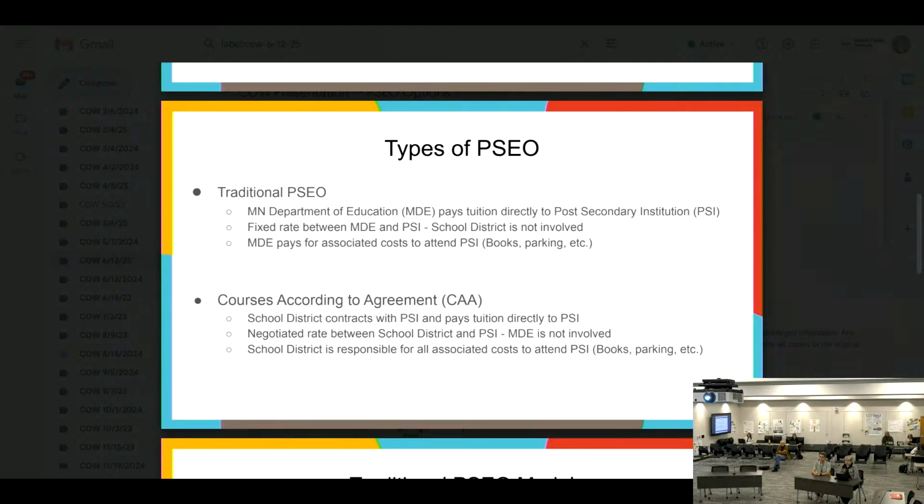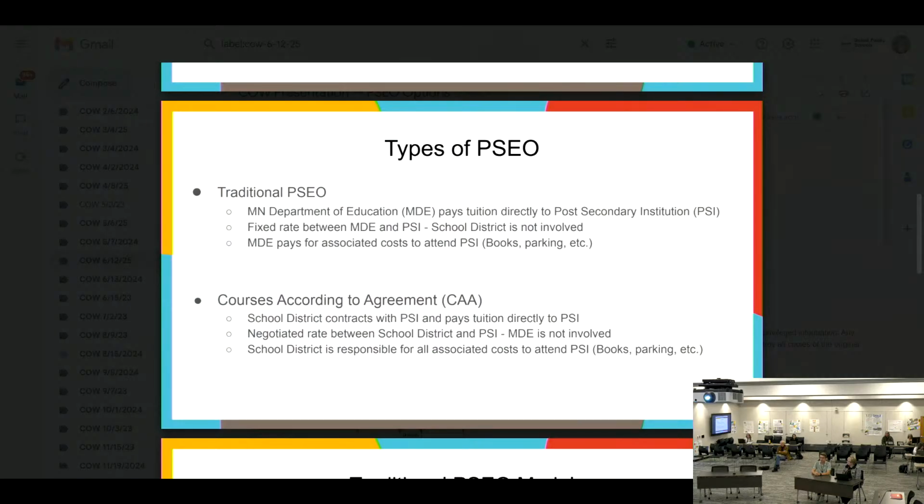Right now, with traditional PSEO, the Minnesota Department of Education pays tuition directly to the Post-Secondary Institute. There's a fixed rate between MDE and PSEI, the Post-Secondary Institute, and MDE pays for all associated costs to attend PSEI, so that'd be your books and parking, et cetera. Going to the new model, courses according to agreement, also known as CAA, the school district contracts with PSI and pays tuition directly to the institute, at a negotiated rate between the school district and PSEI, and MDE is not involved. The school district is responsible for all associated costs to attend PSEI, so we would pay for the books and the parking.